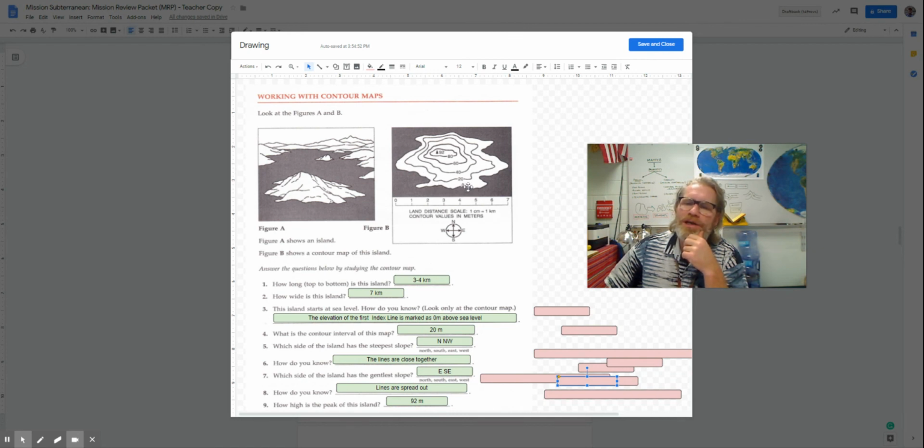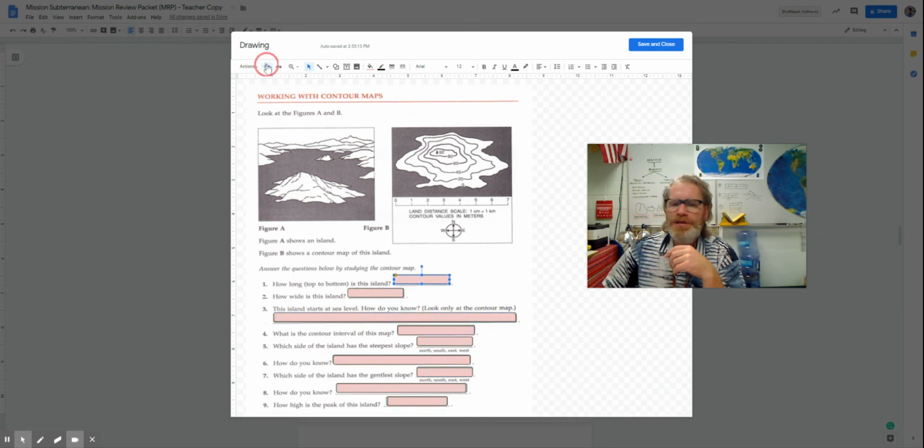So if we actually counted it, 0, 20, 40, 60, 80, it doesn't go to 100, so the peak is less than 100, but more than 80, and in this case it's 92. So I hope you were able to get all of those in and get them all right and checked.